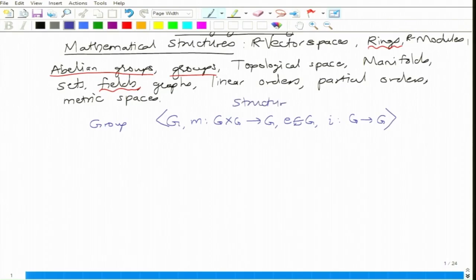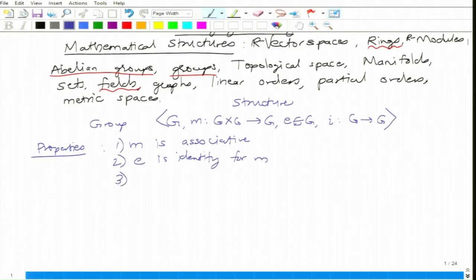And what are the properties? The properties are: M is associative. These are properties. M is associative, then E is identity for M, both ways, left and right. Then third one, I is inverse of M, in the sense that, I mean, you can write down the axioms of groups, but these are properties.